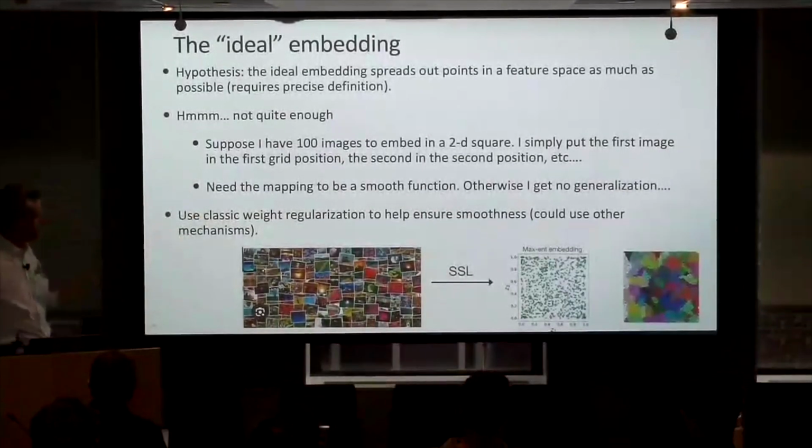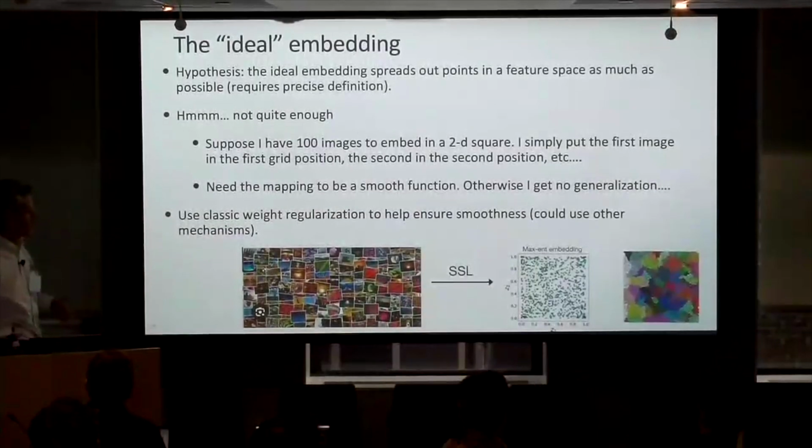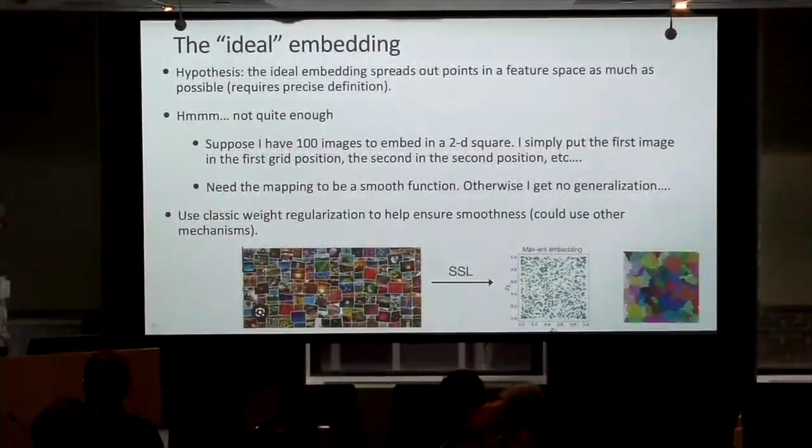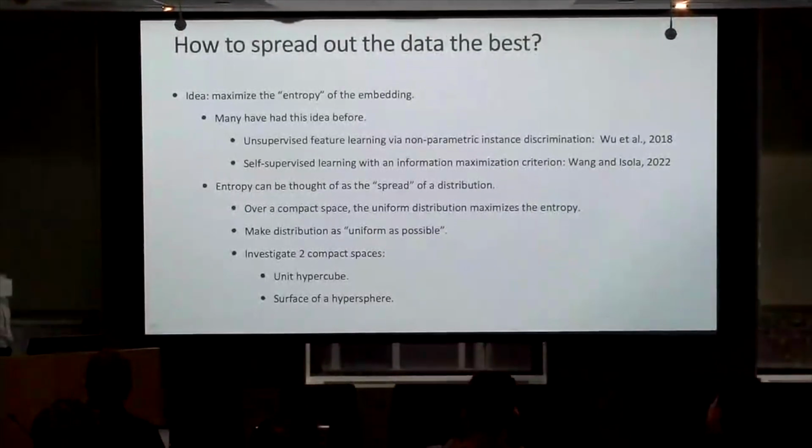I need the mapping to be a smooth function, or at least a topologically consistent function with the input for the most part. And also, classic weight regularization helps ensure smoothness of mappings. So that's another way to enforce smoothness. Okay. So we're going to be maximizing the entropy of our embeddings, and many people have had this idea before.